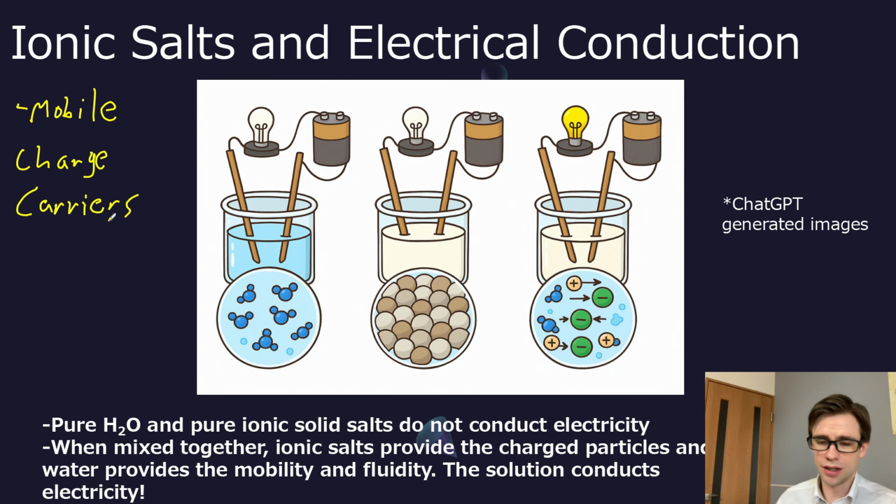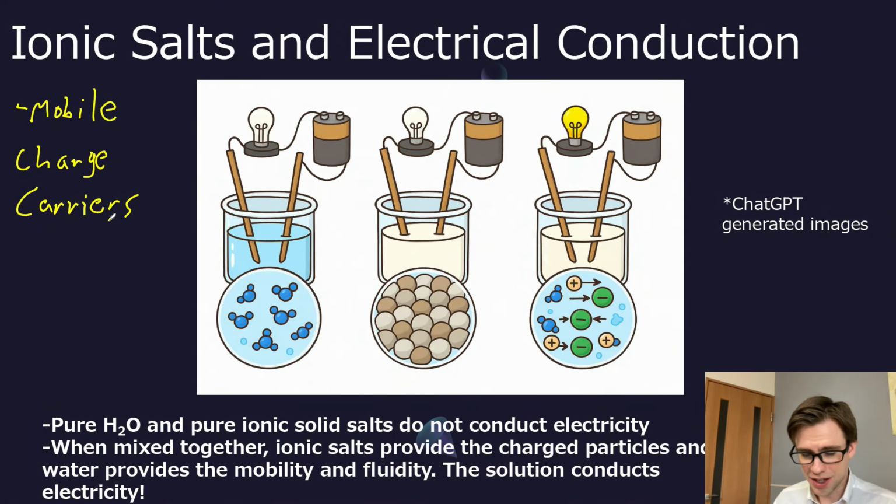Water or an ionic salt is missing one of these things. Water is free to move, but has no charge. It's just H2O. It's not an ion. Ionic salt is very charged, but it's not free to move. It's locked in a solid crystal lattice structure. The atoms, the ions can only vibrate. They can't actually translate left and right very far.